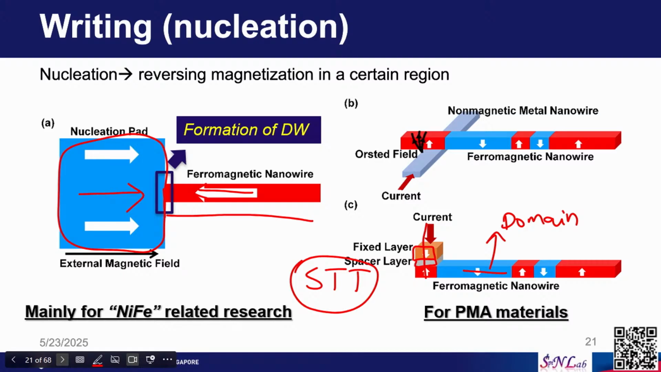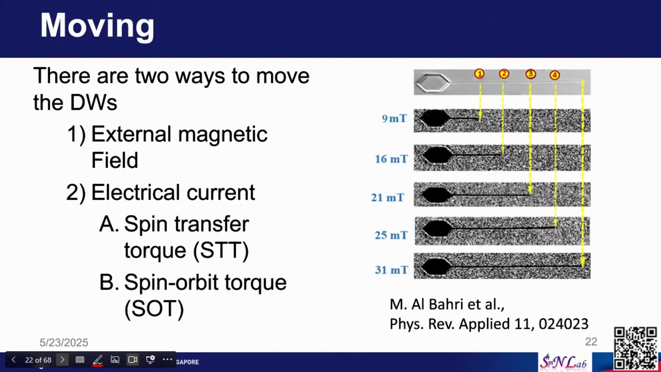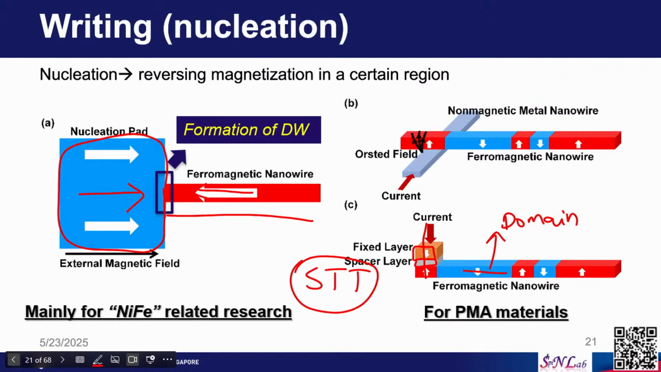Okay. So, if you remember my talk yesterday, I talked about using this spin transfer torque to create domain here. So, this is another way to create domains. So, basically this is the writing process.